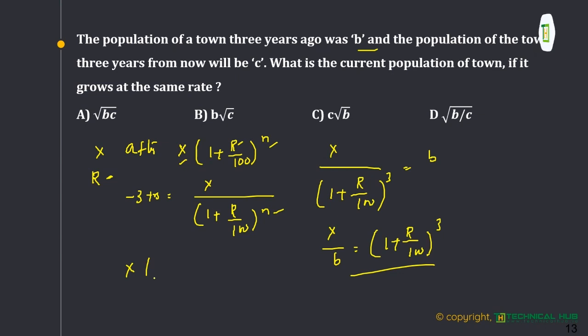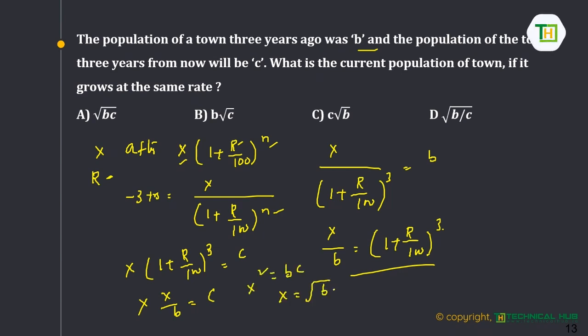100 whole to the power of n. So here n is nothing but 3 years. So that is equal to how much given? C is given. So 1 plus r by 100 whole to the power of n is equal to x by b. It means x into x by b is equal to c. Then x square is equal to bc. Then x is equal to square root of bc.